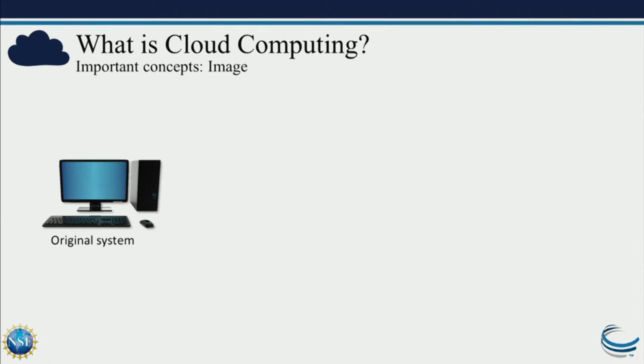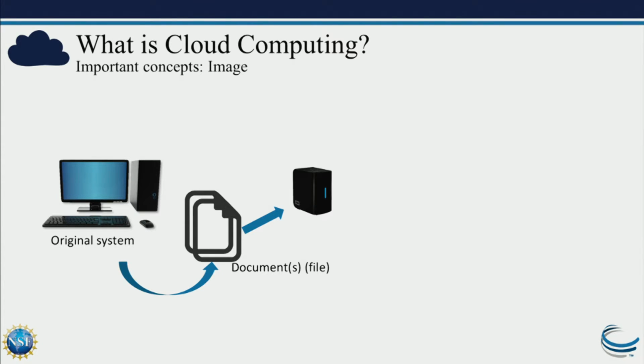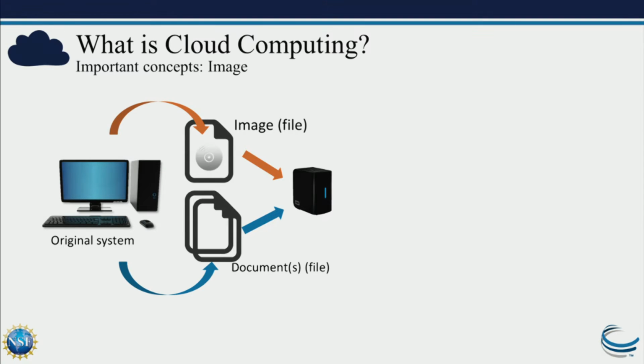So to understand what an image is, imagine that you bought a new computer and you want to go ahead and transfer everything from the old computer to the new computer. So you could take your files, your folders, your images, your data sets, and you could put them onto a backup hard drive. But rather than copying individual files, you can actually make something called an image. Now, an image is also a file, but an image is really sort of a backup of the entire system, the operating system, the preferences, really everything that you had on that computer.